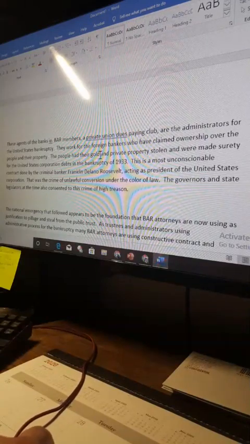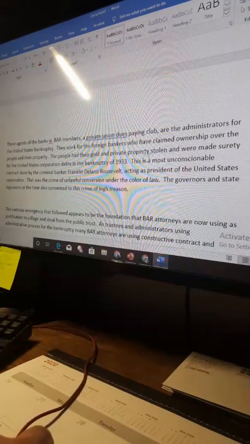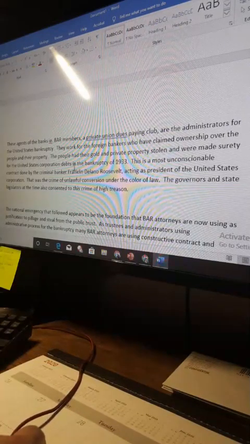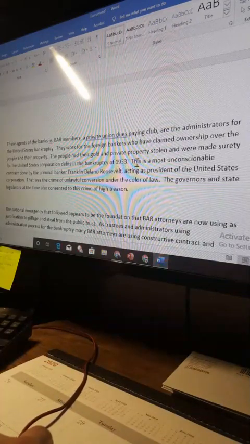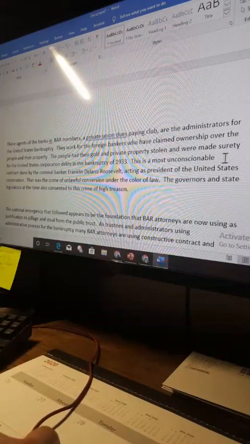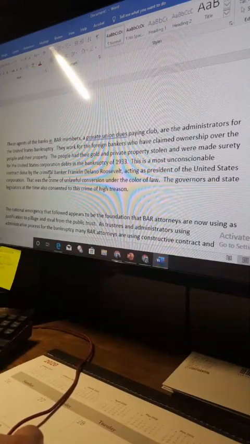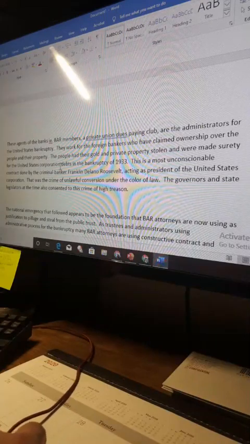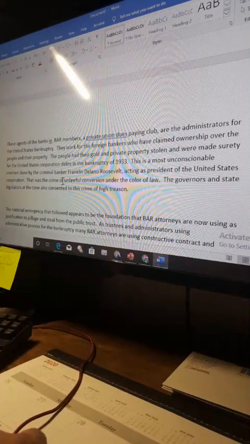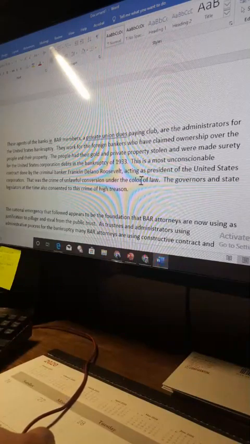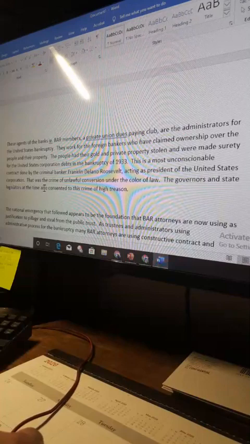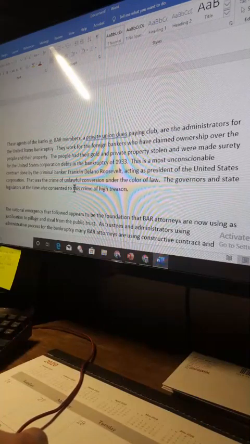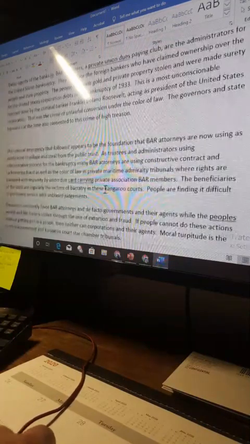So the people had their gold and private property stolen and were made surety for the United States corporation debts in the bankruptcy of 1933. This is a most unconscionable contract done by the criminal banker Franklin D. Roosevelt, acting as president of the United States Corporation. That was the crime of unlawful conversion under the color of law. The governors and state legislators at that time also consented to this crime of high treason.